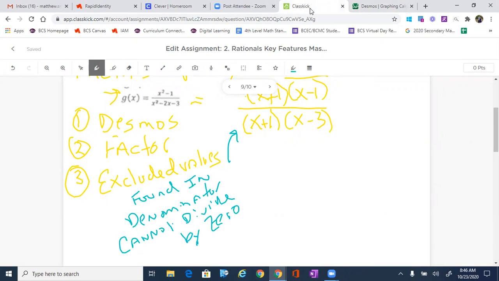So all we have to do is come up here and say, what does x have to be in order for that value right here to be 0? Well, if I put negative 1 in, I get negative 1 plus 1, which is 0. And then if I put x equals 3 in this statement, that would give us a 0. So these guys right here are our excluded values. In our domain, negative 1 and 3 cannot exist. Let's check it on Desmos.